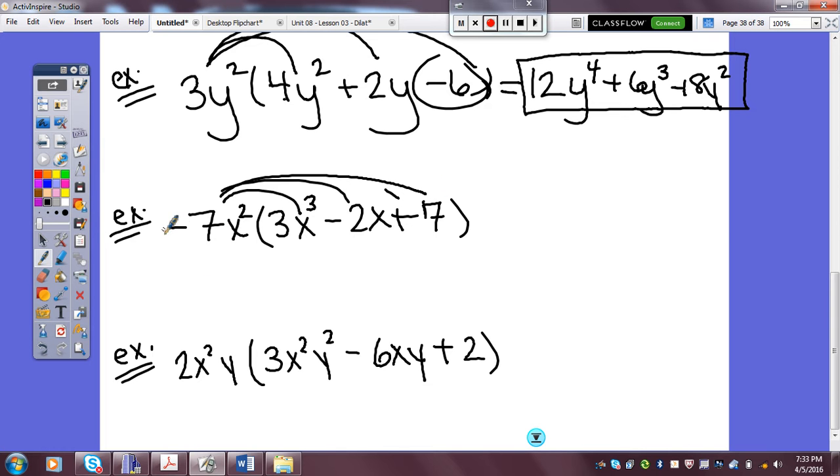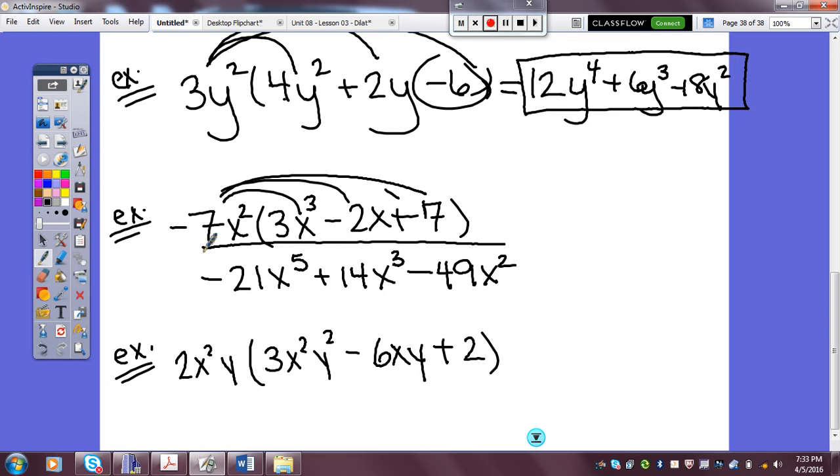Alright, so negative 7x cubed times 3x cubed is negative 21x to the 5th. Negative 7x squared times negative 2x is plus 14x to the 3rd. Negative 7x squared times 7 is negative 49x squared, and I'm done. How do I know I'm done? I can't add x to the 5th, x to the 3rd, and x squared up.